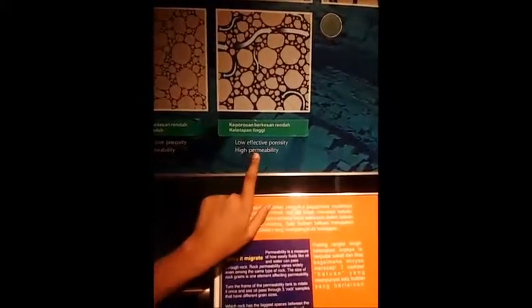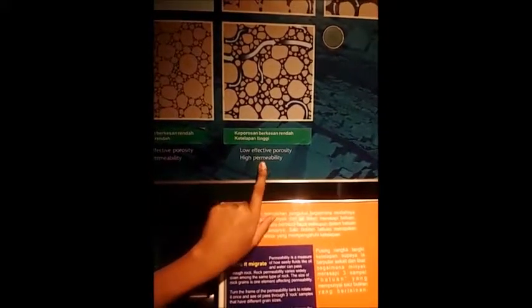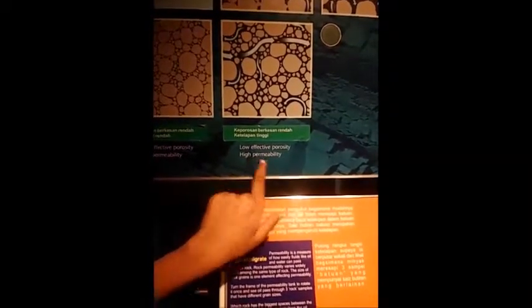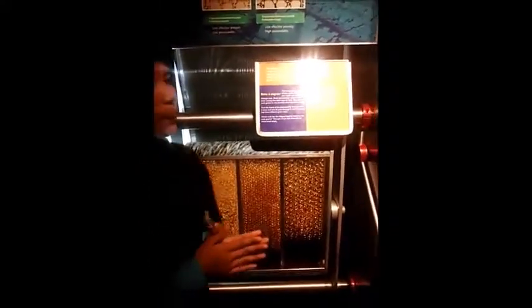And in this one, when the porosity is low, the permeability is also low. And in this one, when the porosity is low, it contributes to high permeability. Now I want to talk about permeability. Permeability is a measure of how easily fluid or oil can flow freely through the rock.